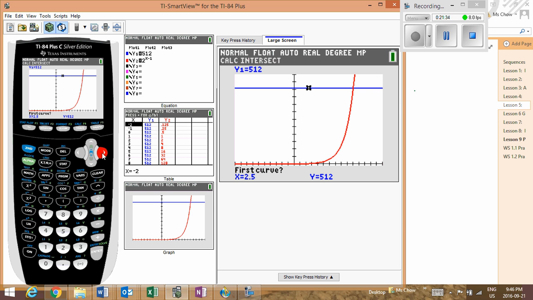So you can arrow down to the fifth one, or you can just hit 5, enter, and it says the first curve. Where do we want our cursor? We just want our cursor pretty close to that intersection point. So we'll use our right and left buttons, bring that closer, hit enter, and it says take a guess. Is that the closest point that we want? Yep, and there it is. So it says when the x value is 10, then the y value is 512.